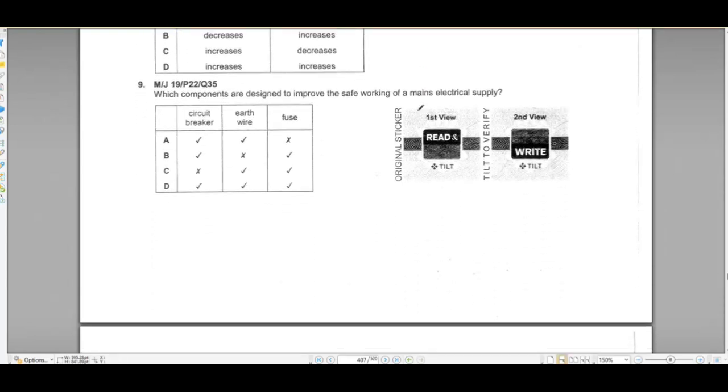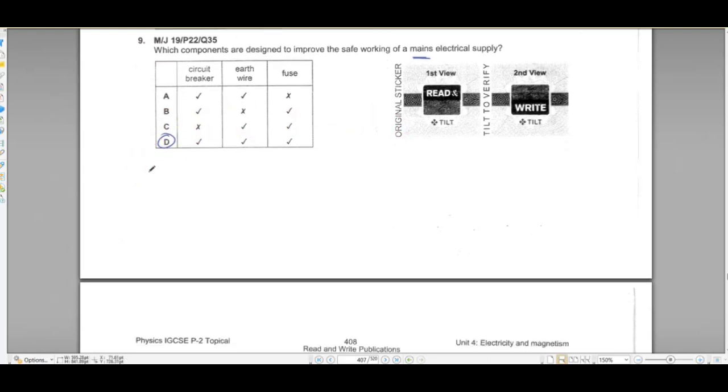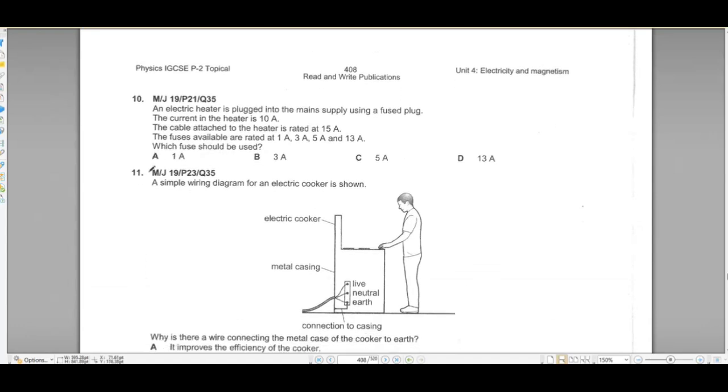Question number 9. Which components are designed to improve the safe working of mains electrical supply? Okay, if you've got to improve the safe working of mains electrical supply, you should have a circuit breaker, you should have a fuse, and obviously an earth wire is very, very important. So all three of these are used to improve the safe working of the mains electrical supply. Moving on to question number 10.